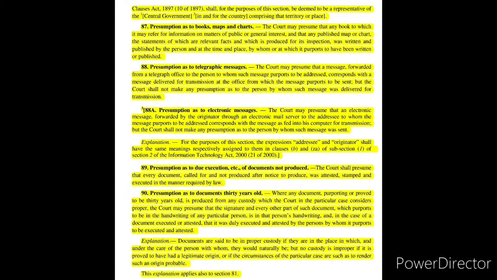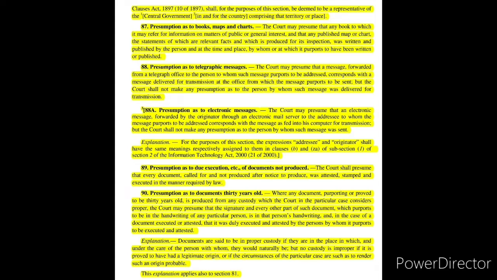Section 88 talks about presumption as to telegraphic messages. The court may presume that a message forwarded from a telegraph office to the person to whom such message purports to be addressed corresponds with a message delivered for transmission at the office from which the message purports to be sent, but the court shall not make any presumption as to the person by whom such message was delivered for transmission. So whatever is found from the telegraph office may be presumed to be genuine, but the court shall not make any presumption as to the person by whom such message was delivered or transmitted.